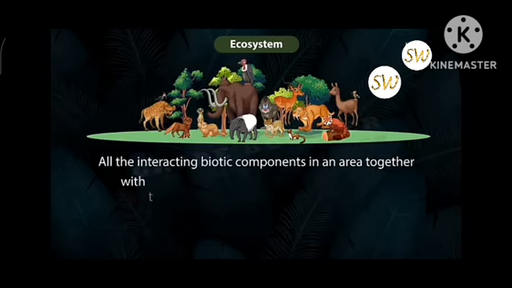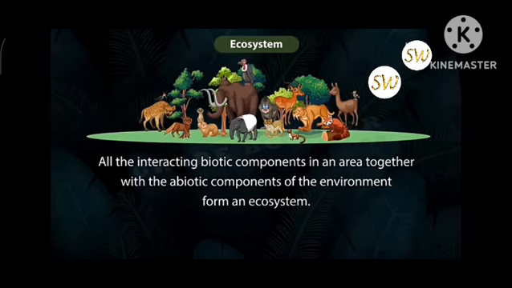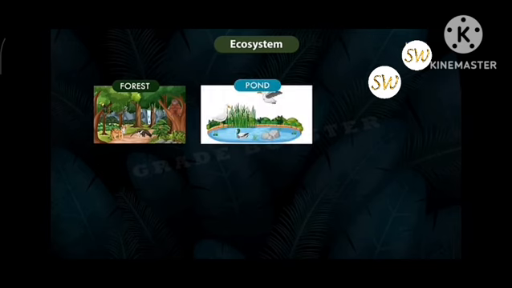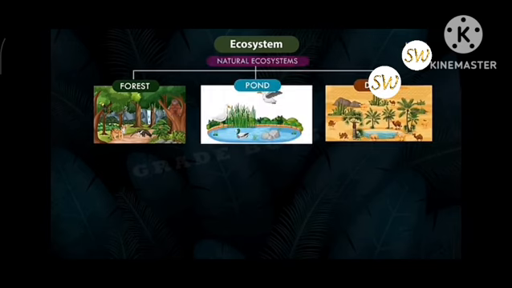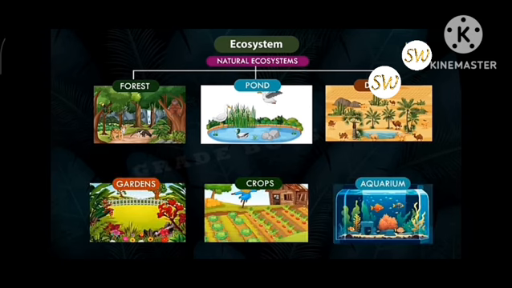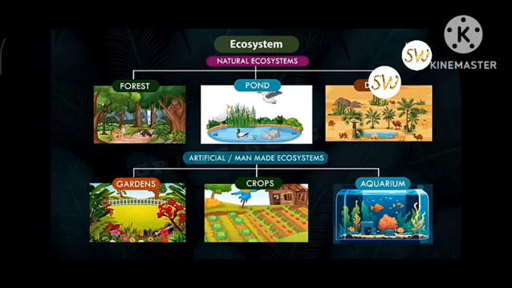All the interacting biotic components in an area together with the abiotic components of the environment form an ecosystem. Forests, ponds, deserts are examples of natural ecosystems, whereas gardens, crop fields and aquariums are examples of artificial or man-made ecosystems. Let us look at the components of a natural ecosystem, pond.